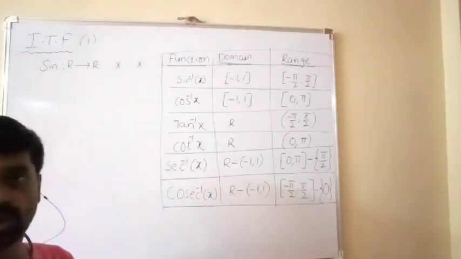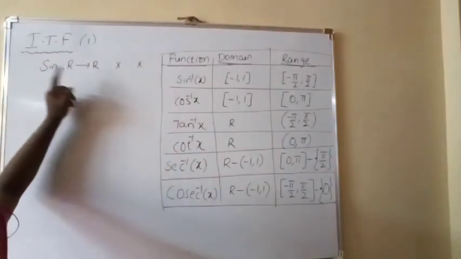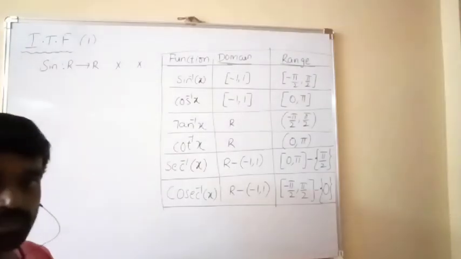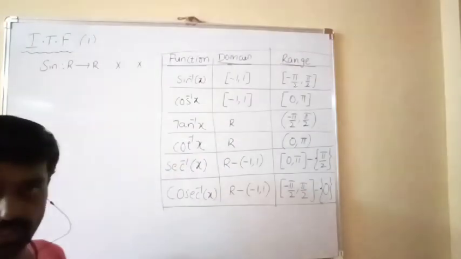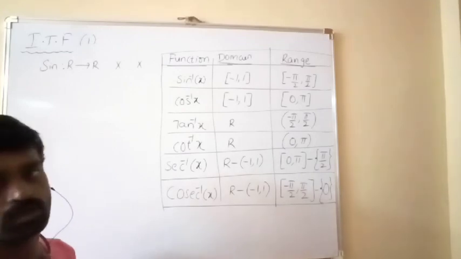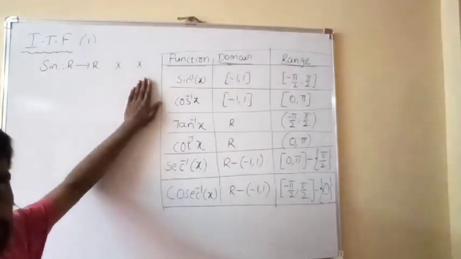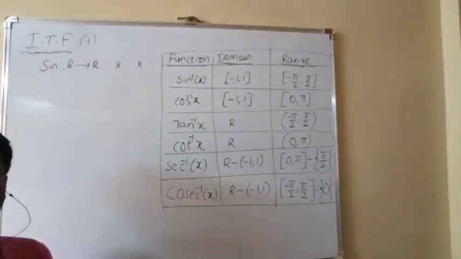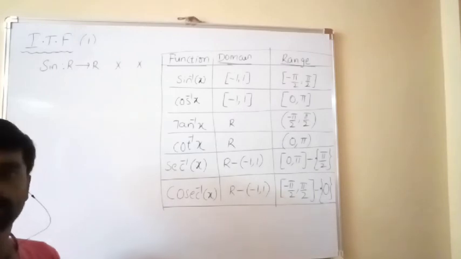And why is it not onto? Because the codomain is all real numbers, but the range of the sine function is the closed interval -1, 1. So codomain is not equal to range, hence the sine function is not onto. So the sine function from R to R is neither 1-1 nor onto, and hence it is not an invertible function.